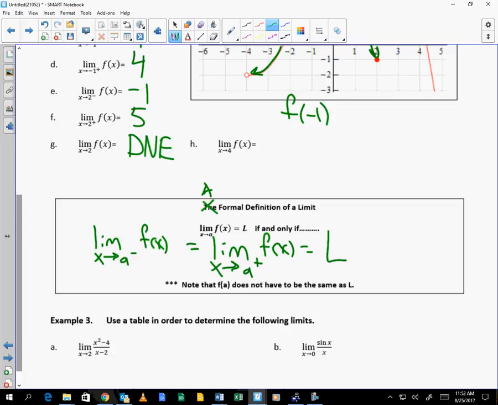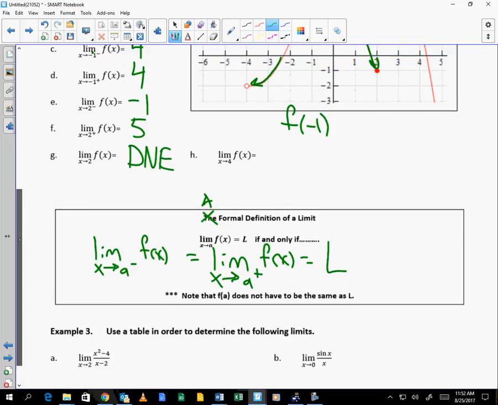The L, yeah, limit. What? We're going to do that right now.